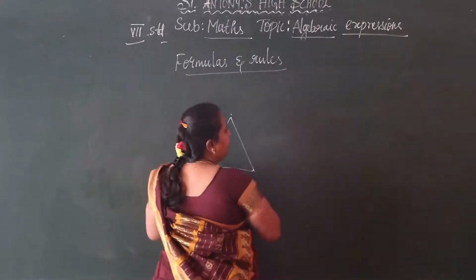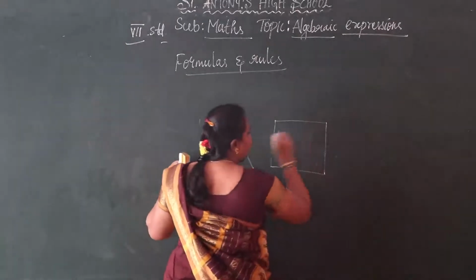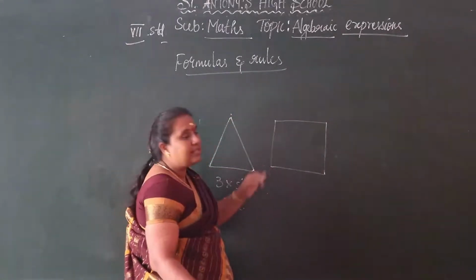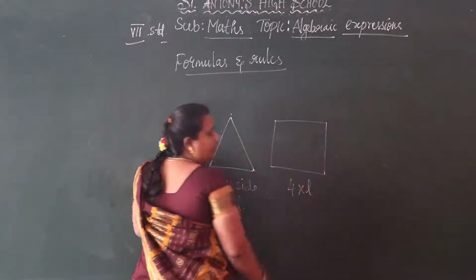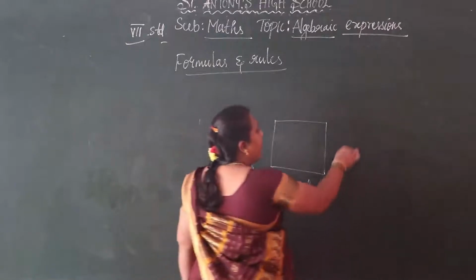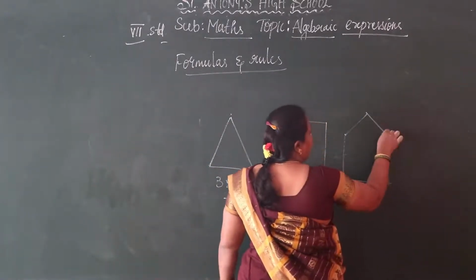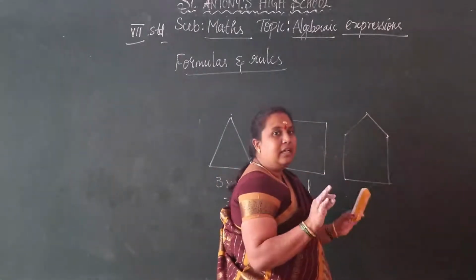If we have a square, in a square all the sides are equal. So the perimeter of a square is 4 into side, that is 4 into L. If we have a pentagon, in a pentagon also all the sides are equal. We are taking all the sides as equal.